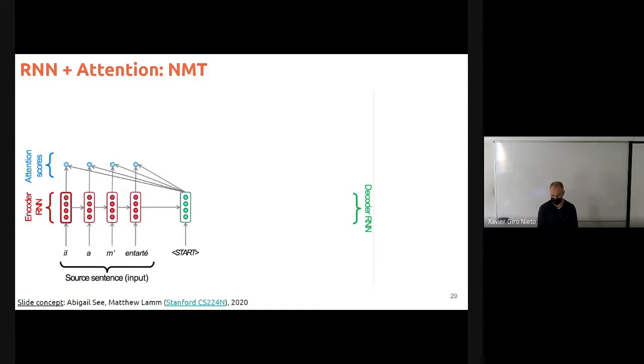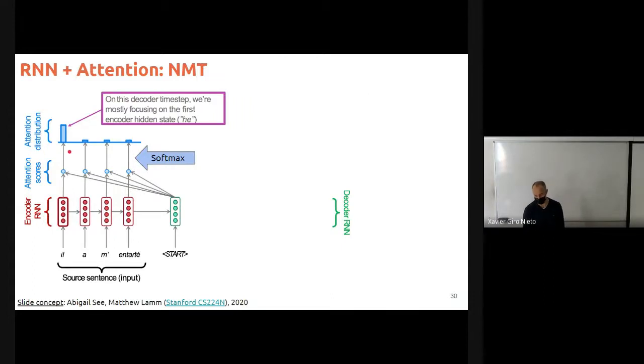Then we add a softmax layer. Remember, the softmax layer is the layer where the higher values become higher with respect to the lower values. It pushes higher values up and pushes the rest of the values relatively down. Remember, there's an exponential. The result is an attention distribution that we can already interpret in this setup.